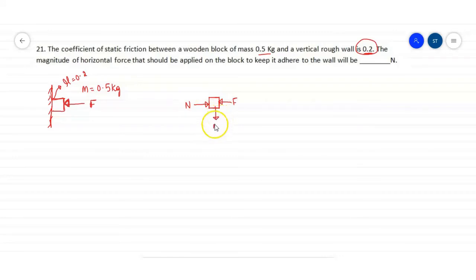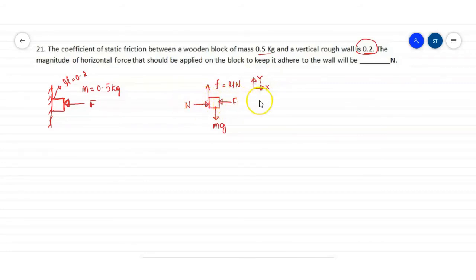Downward gravitational force mg will be acting, and friction force F will try to prevent its motion in the downward direction. This will be equal to mu N. Let us consider this as our x-axis and this as our y-axis. The body is in equilibrium now, which means the net force in any direction should be equal to 0.